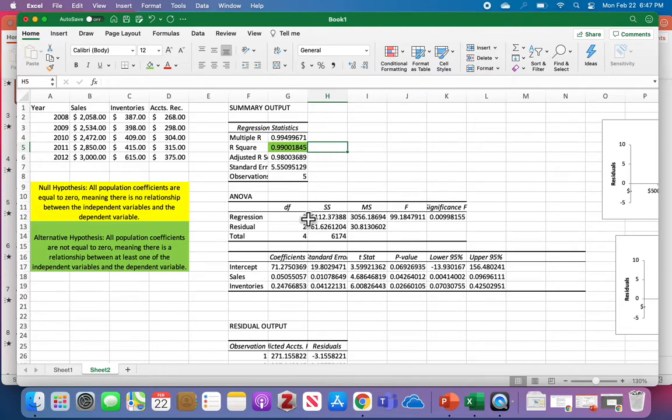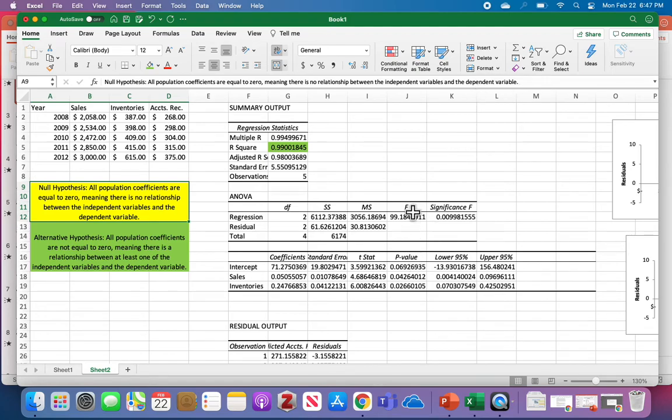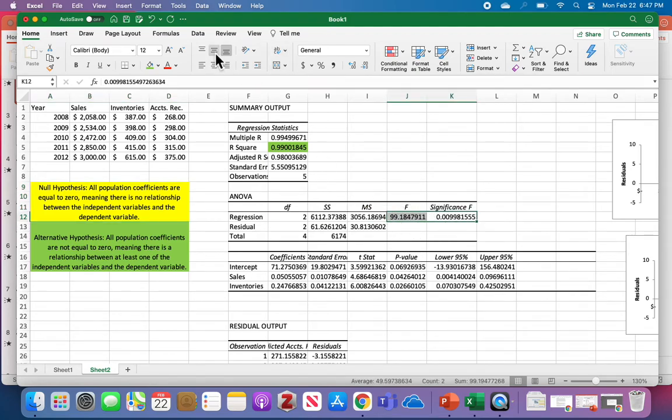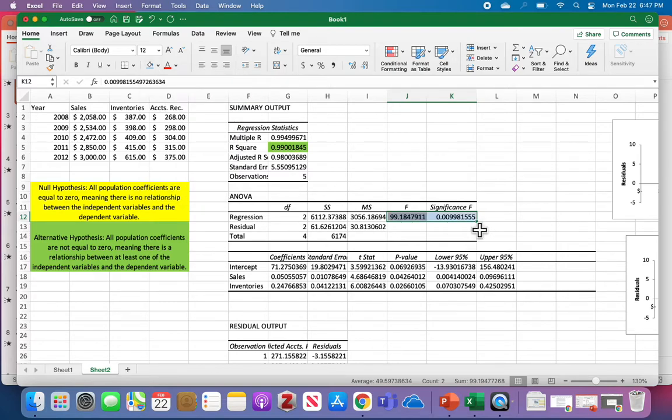But before we can look at the model, we need to determine, again, can we accept or reject this null hypothesis? Look at that F test, F statistic, and the significance. When we look there, you should be thinking that, yep, we are going to reject that null hypothesis.